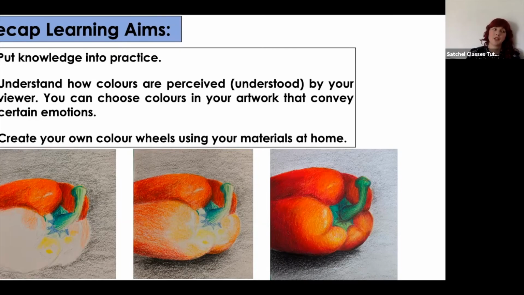Understanding how colours are perceived or understood, well, when you know the relationship between certain colours, it helps you to understand how those colours are understood by your viewer. You can choose colours in your artwork that can convey certain emotions. Remember, we spoke about blue being an emotion for sadness. You could be having a look and having a bit of a research of Picasso's blue period to see some examples of this in art. Create your own colour wheels using the materials that you have at home. Begin to make conscious decisions on which colours you'll use in your artwork and why.